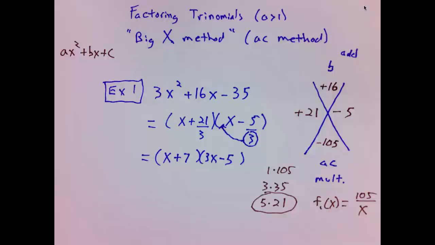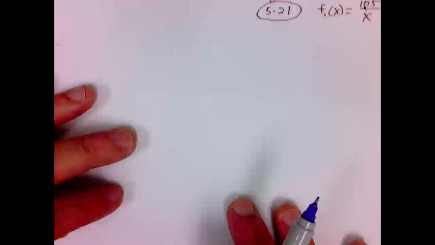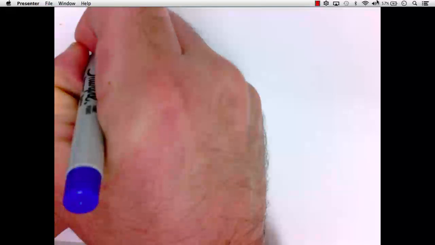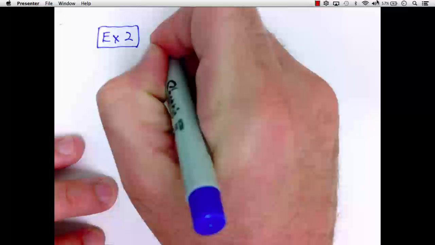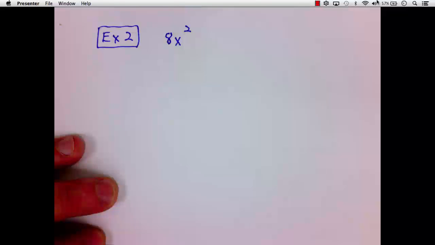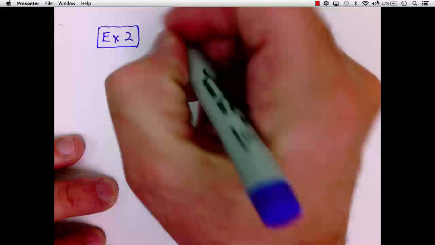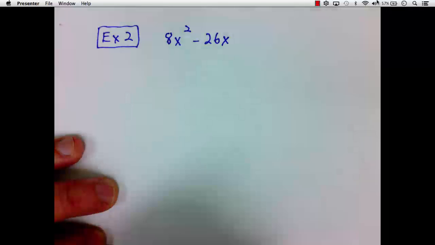Let's do one more example. Example number 2. Let's say we have 8x squared minus 26x plus 15.